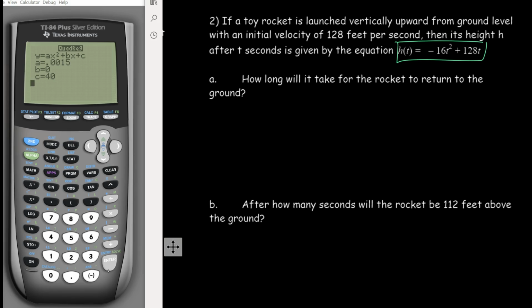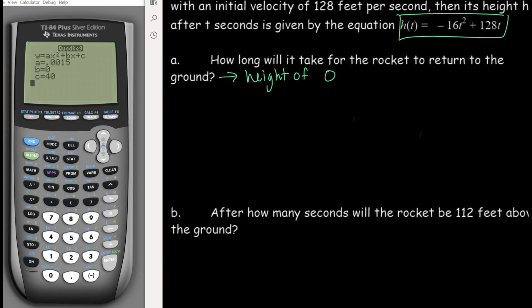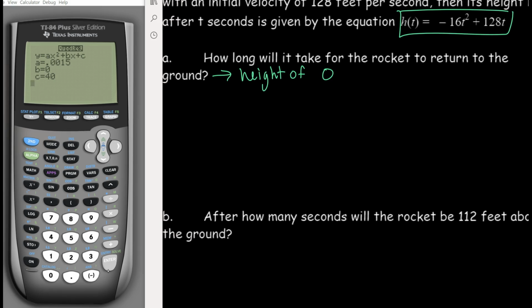We don't know the seconds, but what do we know? The equation and what height is the ground, guys? 0. The ground has a height of 0. So, what am I replacing in my equation to find when the height is 0? Yeah, you're replacing the y or the h of t with 0.